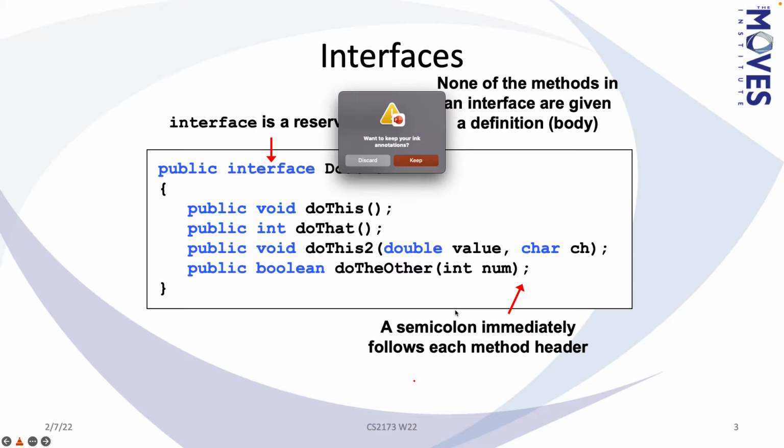So here, this Doable interface specifies 4 methods. There's doThis, doThat, doThisToo, and doTheOther. It specifies what the arguments are. In this case, doThis and doThat have 0 arguments. doThisToo has a double and a character as its arguments, and doTheOther has an int as its signature, and the return type. So it specifies the whole thing, but notice that there's a semicolon.